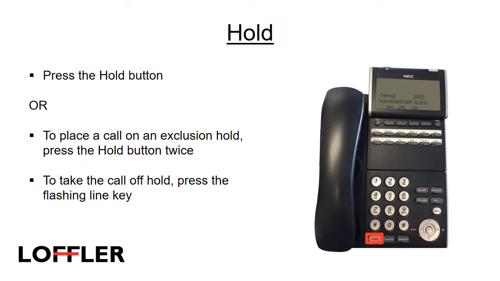To place a call on hold, press the red hold button. You can safely place the handset on hook without ending the call. To place a call on exclusion hold, which allows only your phone to retrieve the held call, press the hold button twice. To take a call off hold, press the flashing line key. After a predetermined amount of time, a call will recall to the extension that originally placed the call on hold if it is not picked up.